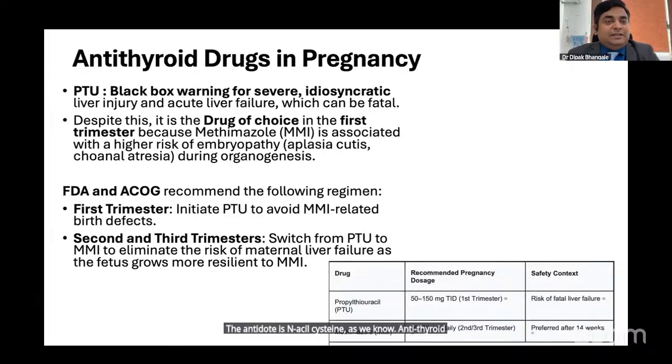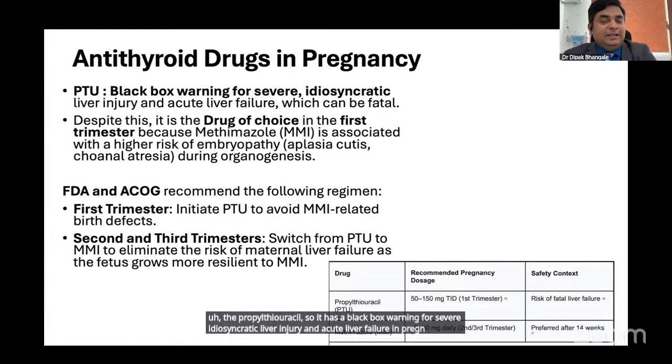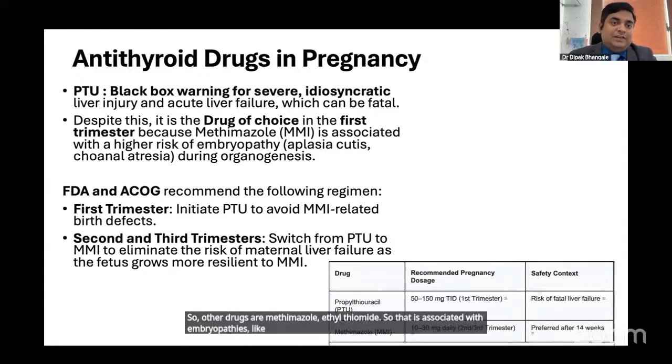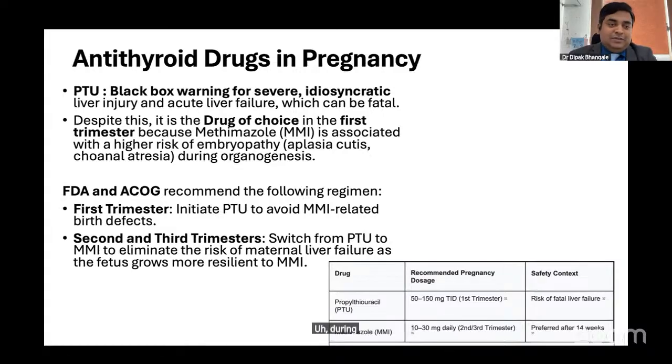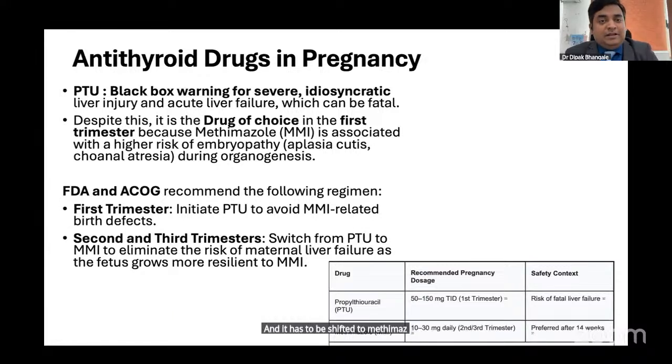Antithyroid drugs in pregnancy: propylthiouracil. It has a black box warning for severe idiosyncratic liver injury and acute liver failure in pregnancy. But despite its liver toxicity, it is the drug of choice in the first trimester because there is no other option. The other drug is methimazole, a thionamide, which is associated with embryopathies like aplasia cutis and choanal atresia during organogenesis. That's why propylthiouracil is the most commonly used antithyroid drug in the first trimester, and it has to be shifted to methimazole in the second and third trimester.